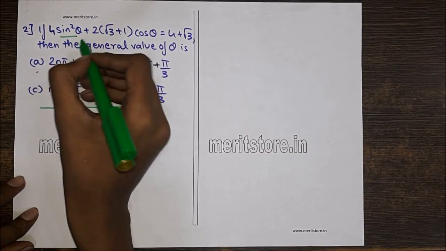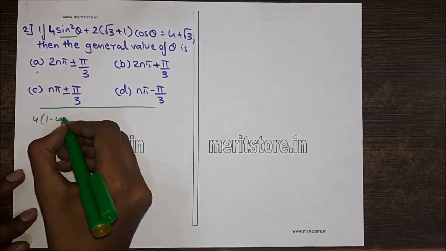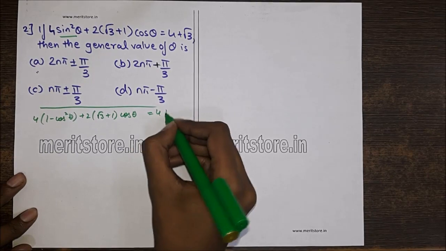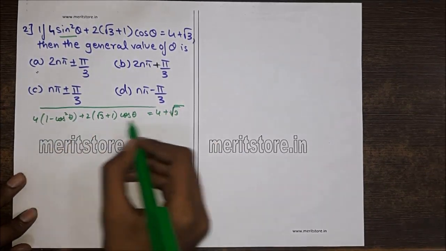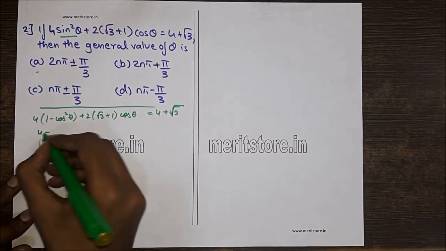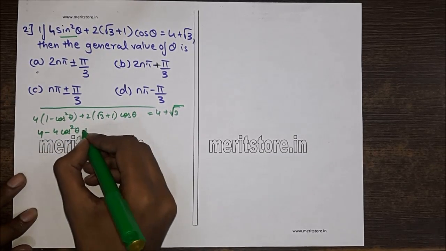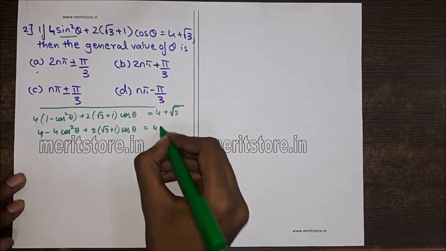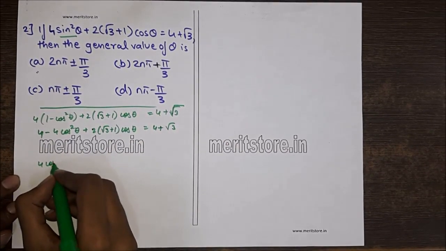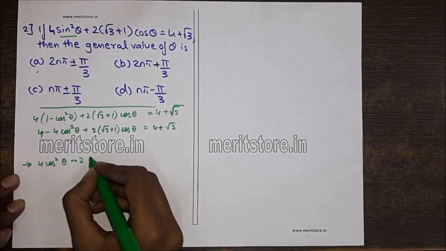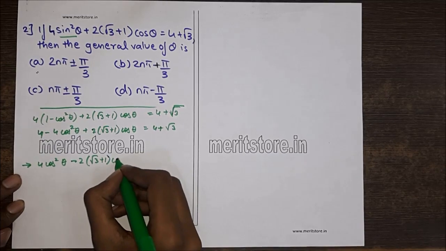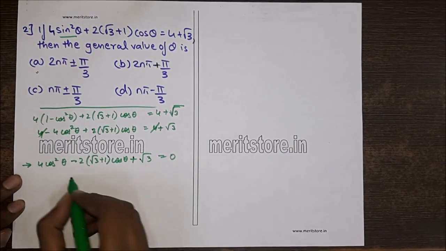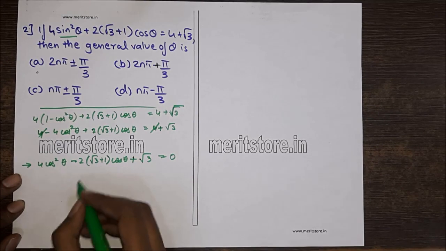So first we convert this term into cos. So this is 1 minus cos square theta plus 2 into root 3 plus 1 cos theta equals 4 plus root 3. So we get a quadratic equation of cos theta. So we expand this, we get 4 minus 4 cos square theta plus 2 into root 3 plus 1 cos theta is equal to 4 plus root 3, that is 4 cos square theta minus 2 into root 3 plus 1 cos theta plus root 3, this term gets cancelled, is equal to 0. So this is a quadratic equation for cos theta.